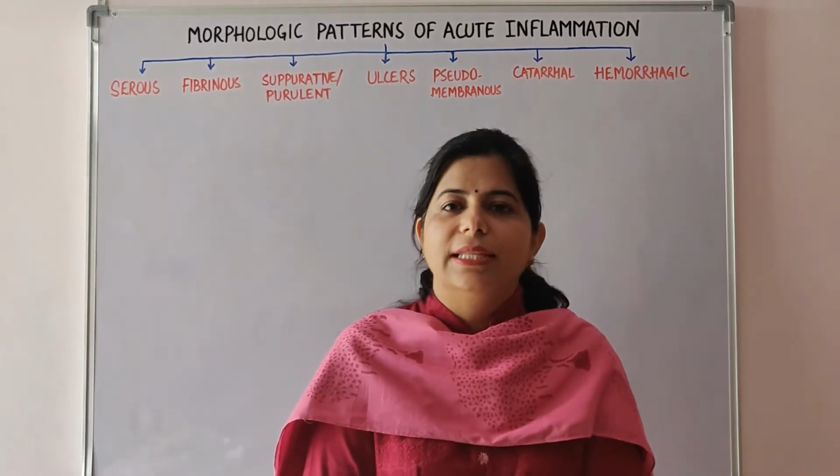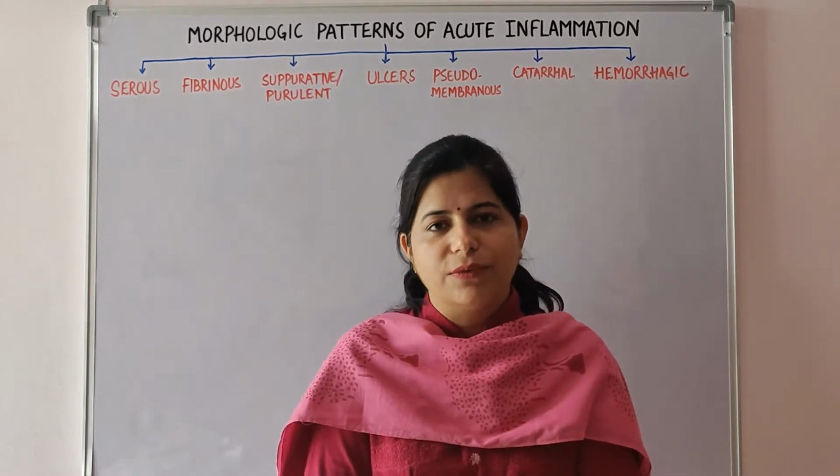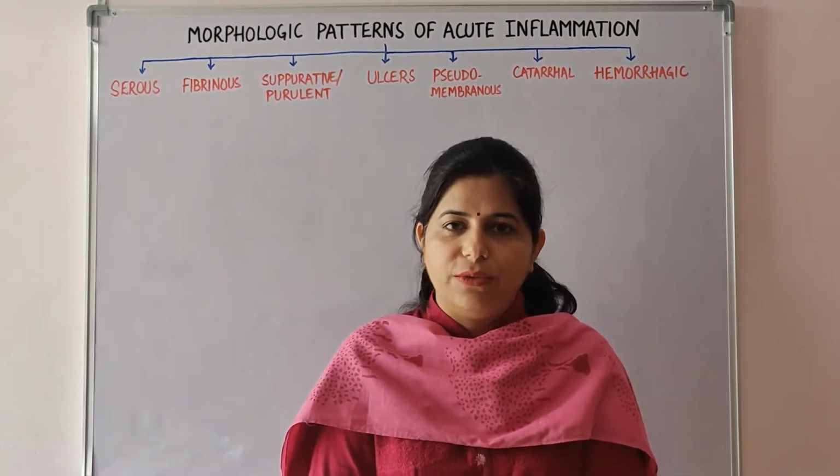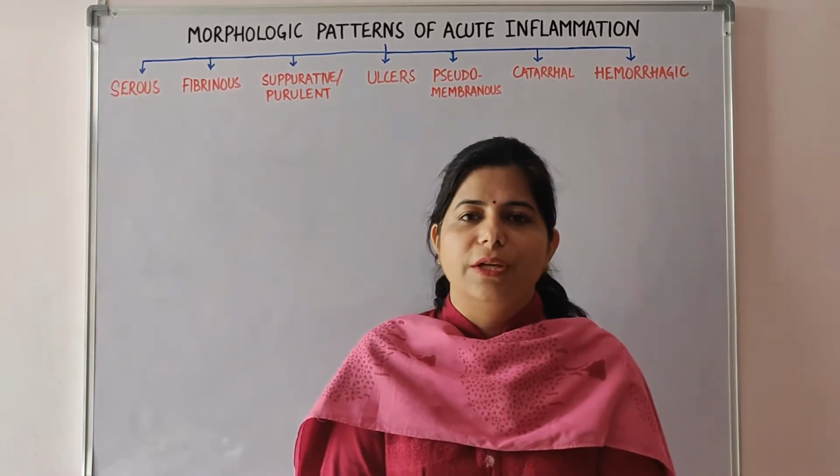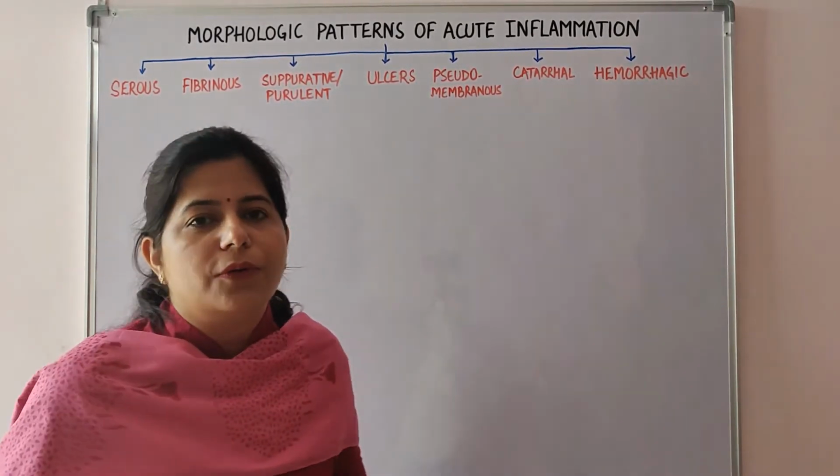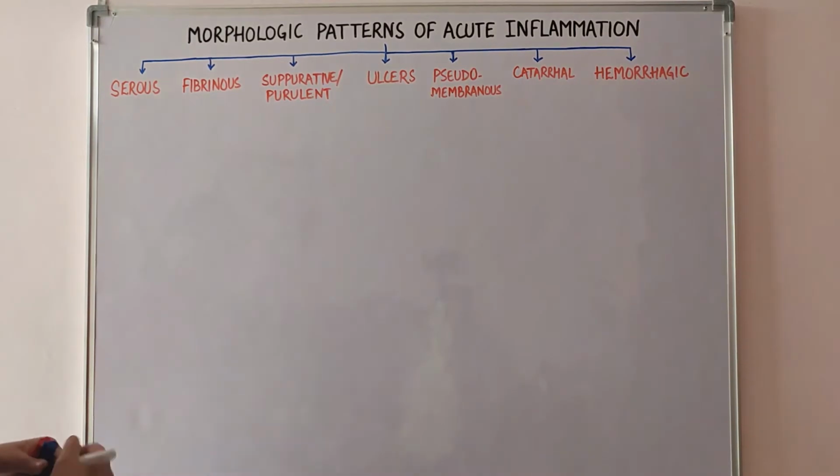Hello viewers, in the last video we studied the outcomes of acute inflammation. Today we are going to study the morphologic patterns of acute inflammation. So what are the morphologic hallmarks of acute inflammation?